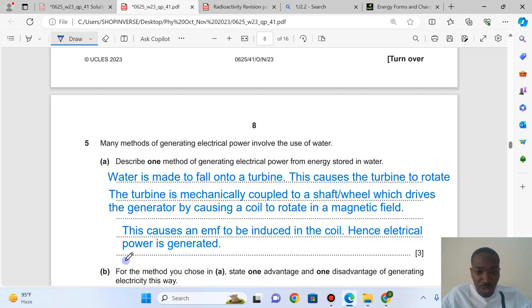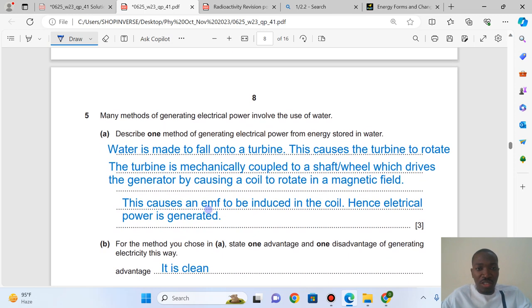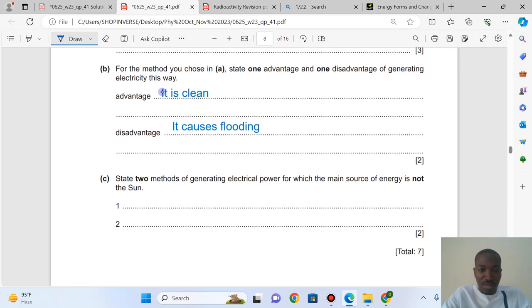The next part of the question: for the method you chose, state one advantage and one disadvantage of generating electricity this way. What's the advantage? It is clean. It does not produce greenhouse gases. It's a very clean source of energy. And what's the disadvantage? Damming a waterfall, turning it into a dam, causes flooding, and that has been an issue faced by some countries.